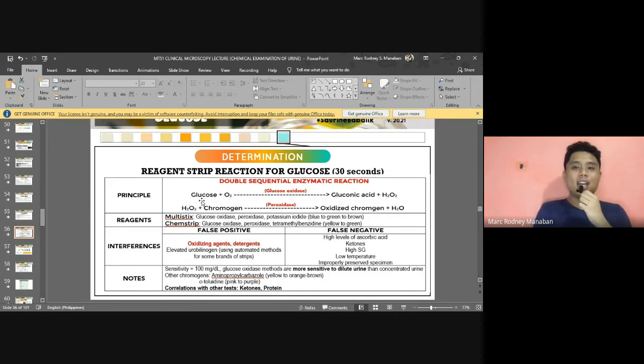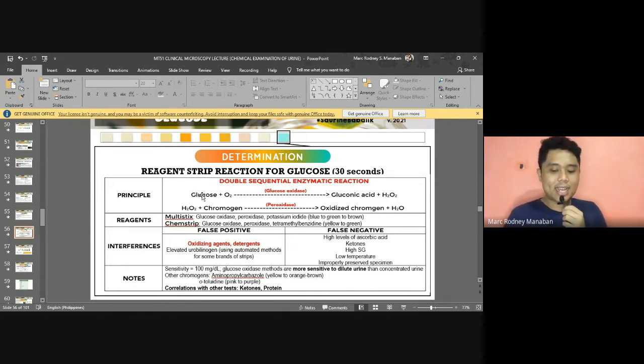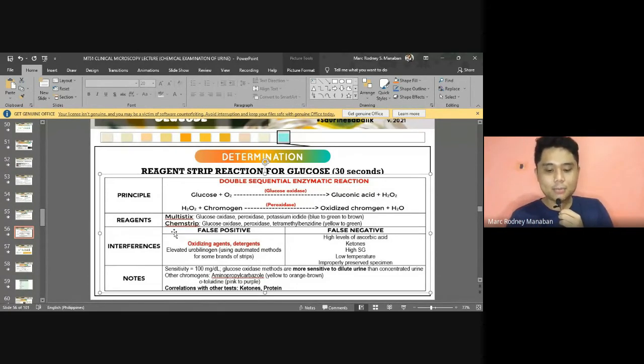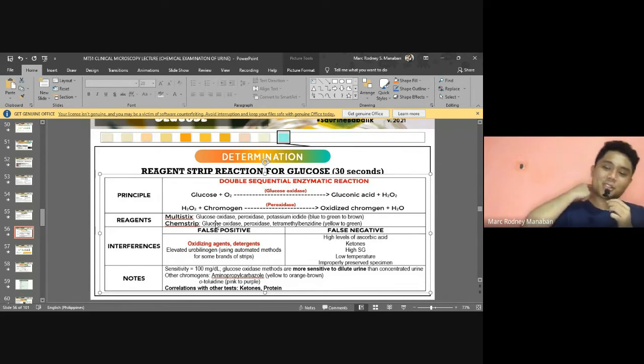I hope you get it. Basically, your enzyme peroxidase reduces the H2O2, so it loses oxygen. That oxygen goes to the chromogen, which is why you have oxidized chromogen, and this oxidized chromogen produces a color. An increase in oxidized chromogen means an increase in the H2O2 produced. And where does the H2O2 come from? From the reaction of glucose and oxygen brought about by the enzyme glucose oxidase. I hope I explained that well.